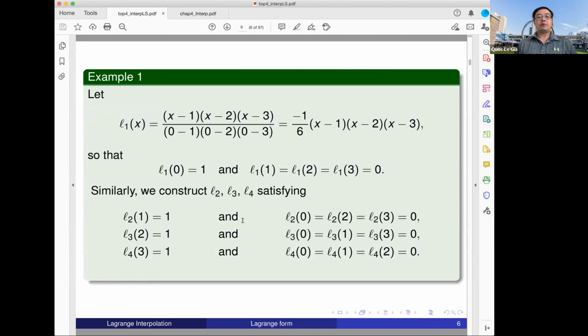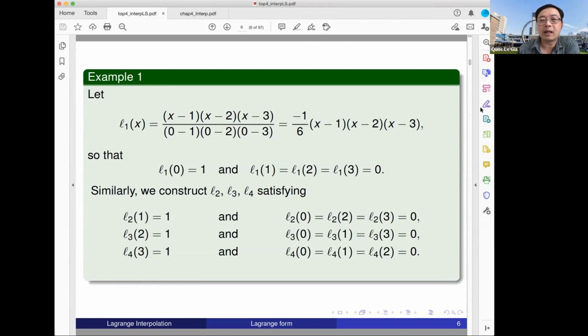Okay, so how do you define L2? By the same technique, how do you define L2? Tell me what is the formula for L2? Do you ignore x minus 1 in L2? Well, just write it down. Can you write down something of this form, like x minus 1, x minus 2, x minus 3?